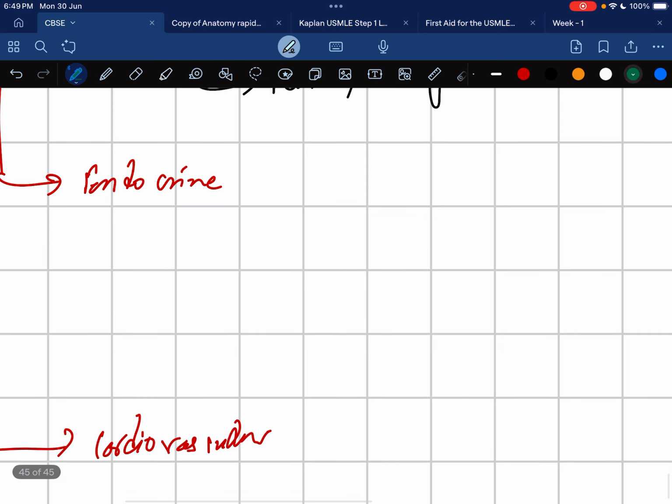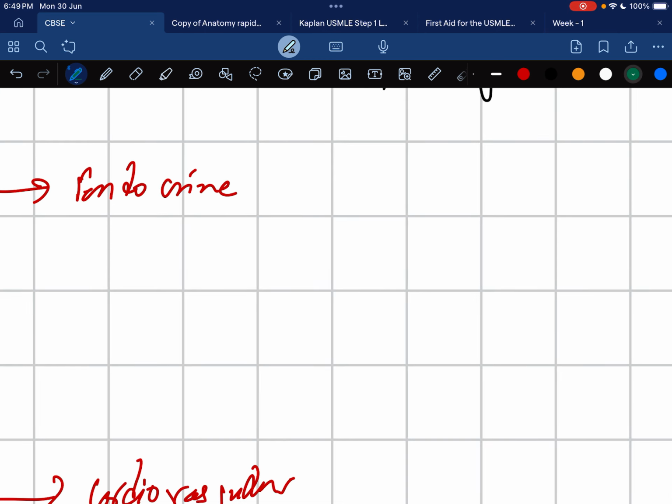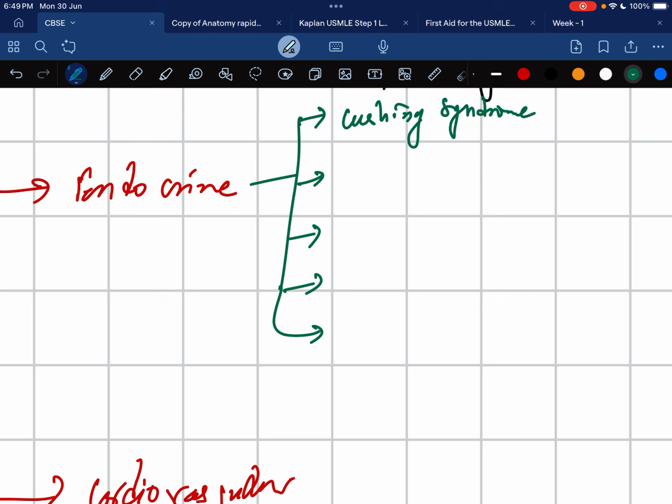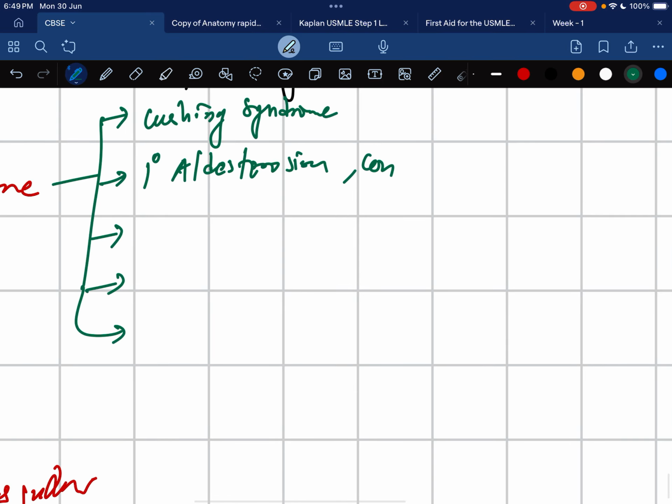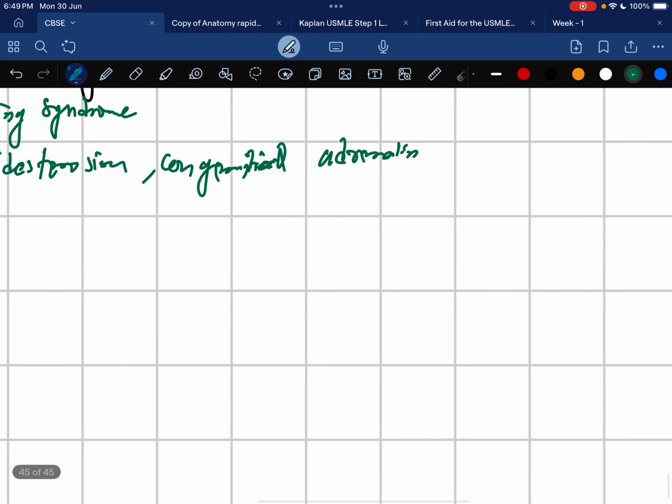After the renal causes, there is the endocrine cause. In the endocrine cause there is adrenocortical hyperfunction, like if cortisol is secreted more, as in Cushing syndrome. Then there is primary aldosteronism. Then there is adrenal hyperplasia, congenital adrenal hyperplasia.